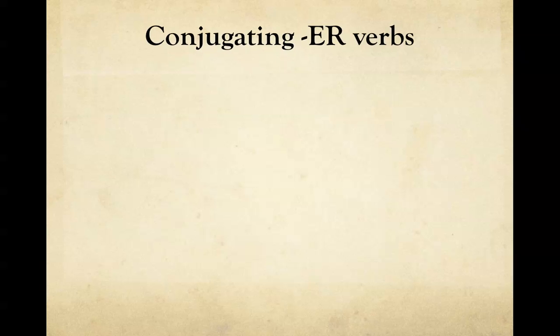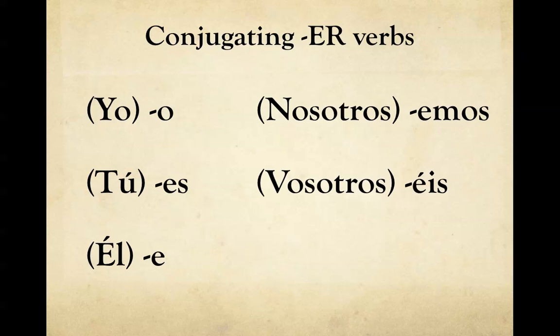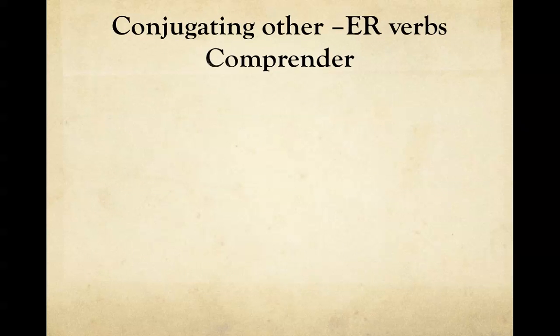So, conjugating ER verbs. The ending will be o, es, and e. Emos, es, en. If you look back at the worksheet that you did, which you will get back, if you look back at that worksheet, then you will see that these endings are basically the same, but the a has become an e. It makes it pretty easy to remember.